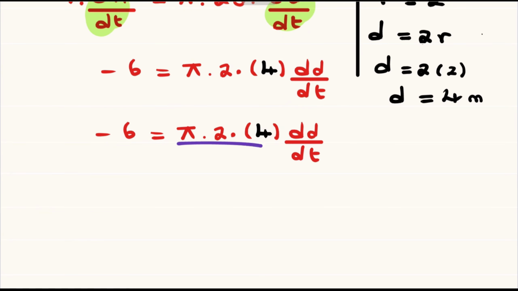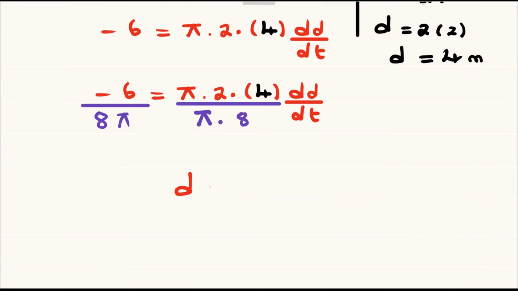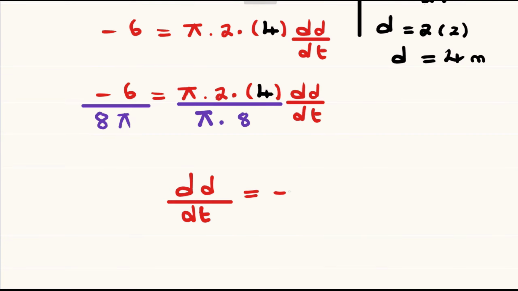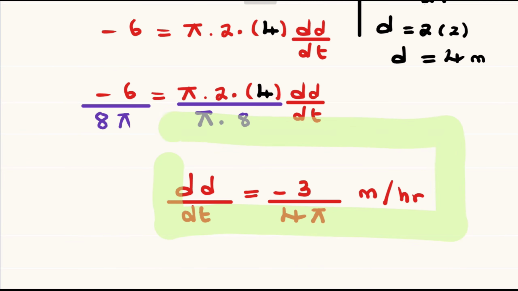We divide both sides of the equation by pi multiplied by 2 times 4, which is 8. So we multiply both sides of the equation by 8 pi. Finally, the derivative of the diameter with respect to the derivative of time will be equal to negative 6 divided by 8 pi, which is negative 3 divided by 4 pi meters per hour. And this will be our answer for this final question.